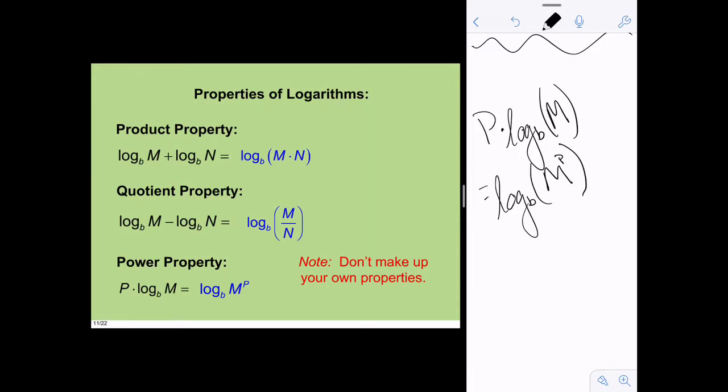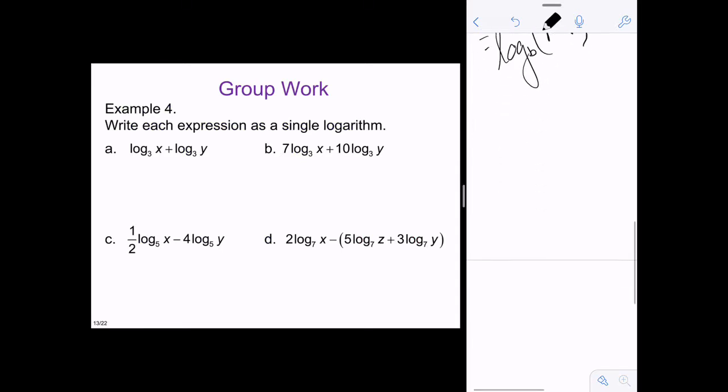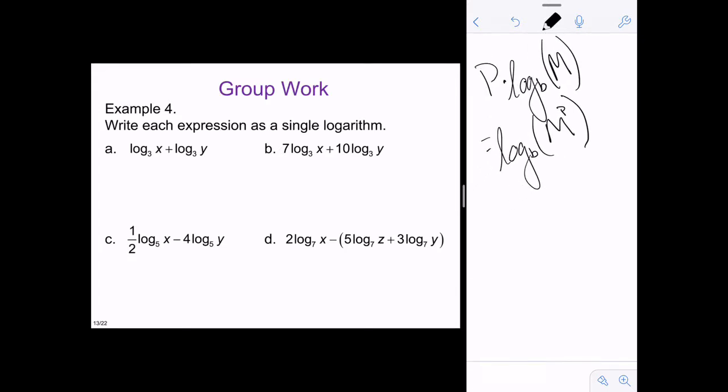This is all you can do. You can combine them together, right? So you could have p times log base b of m plus log base b of n. That'd be fine. But these are all the 3 things that you can do. All right. I'm so glad I said that. So let's try one. So go ahead and try these. Use those 3 rules. Only those 3 rules.